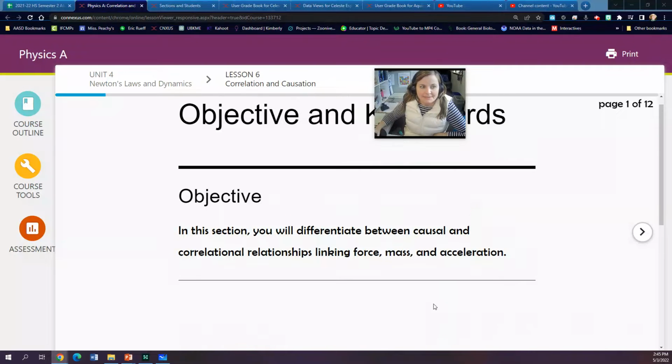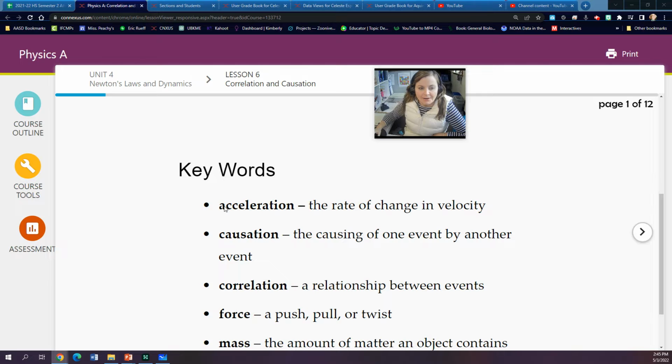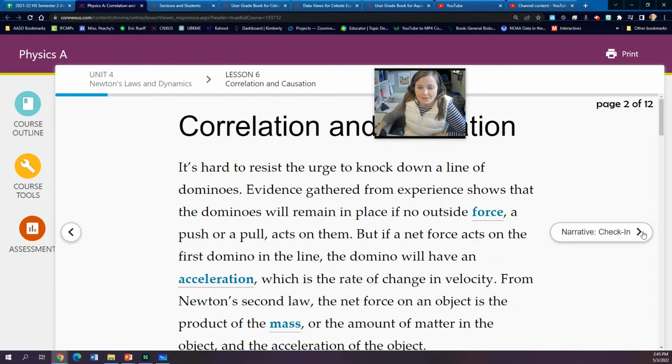Hello, everybody. This is Miss Peachy from your WCA Physics A class, and I am doing a little lesson overview for Unit 4, Lesson 6 on correlation and causation. Our keywords here are acceleration, causation, correlation, force, and mass. So let's delve into the main point of the lesson, shall we?